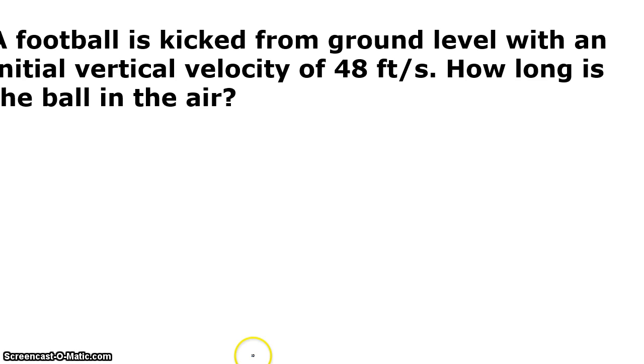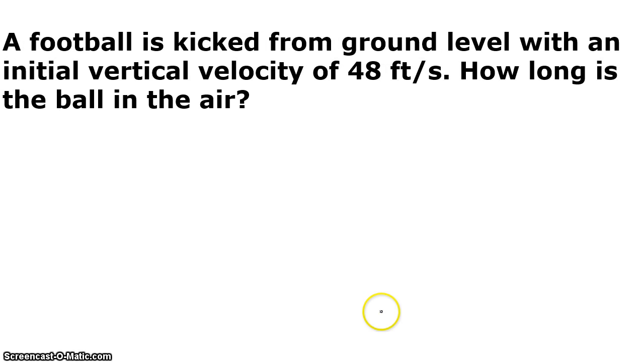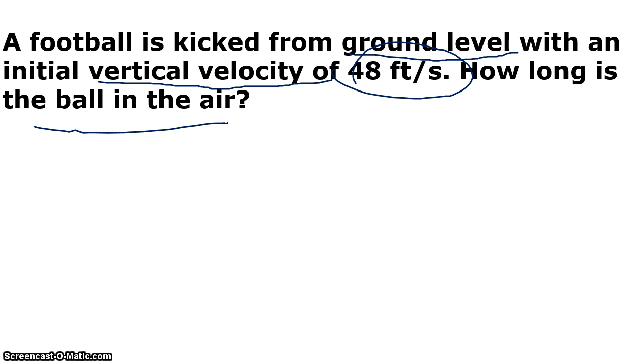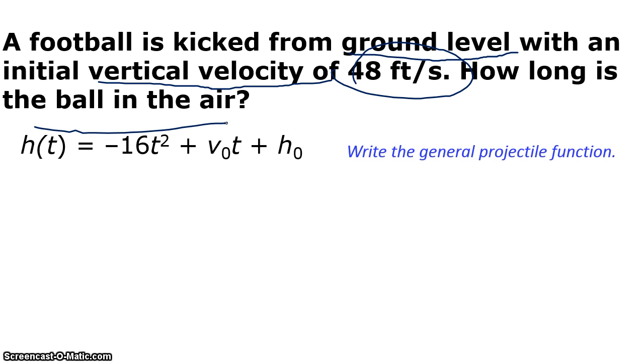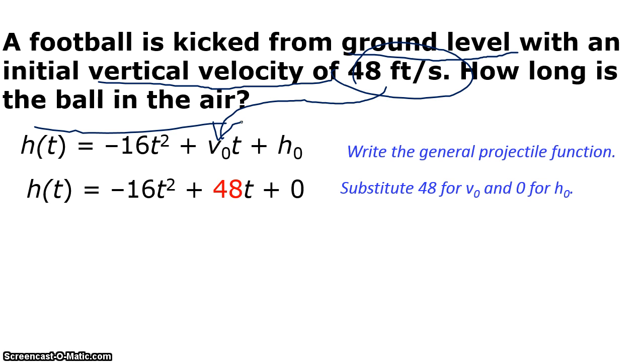Okay, here we have a football, and it's going to be kicked from ground level. So here you go. Again, we have the initial height at 0 with an initial vertical velocity of 48 feet per second. How long is the ball going to be in the air? Okay, so we're going to set it up again. We're going to write that general function. And again, we're going to just replace in our initial velocity, and we're going to put that in at 48.